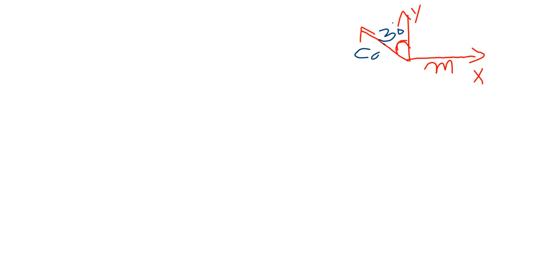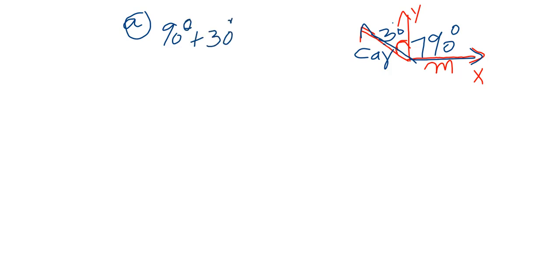Find out the angle between man and car. How much is it? X and y axis, these two are perpendicular to each other. So the angle from here to here is 90 degrees. So the total angle between man and car is 90 degrees plus 30 degrees. How much? 120 degrees. How much is the angle between man and car? 120 degrees.